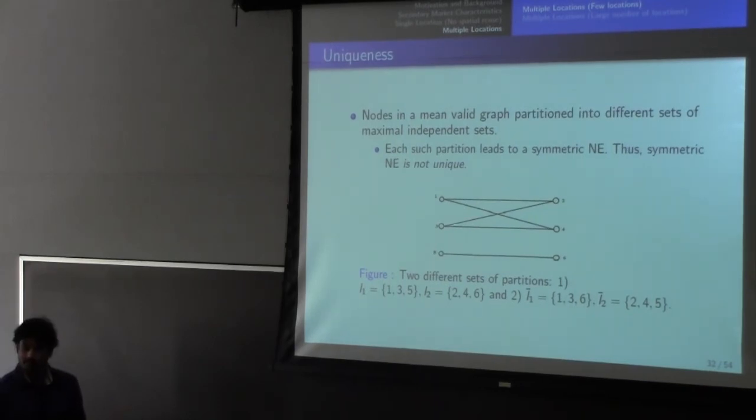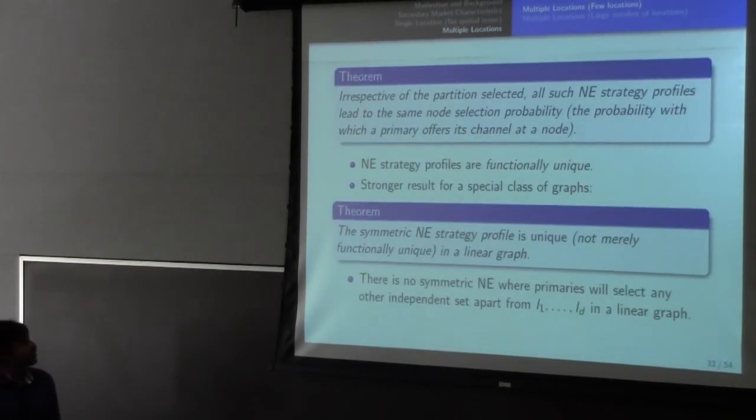Okay, so this is a problem because if I don't know what my competitor is selecting, and these two NE strategy profiles give rise to different node selection probabilities, then I have to communicate with my competitor about which partition I am selecting, right? But this is not feasible in the non-cooperative game. But we find that, irrespective of the partition that my competitor is selecting, it will all lead to the same node selection probability.